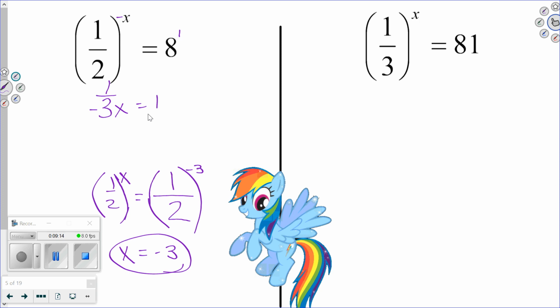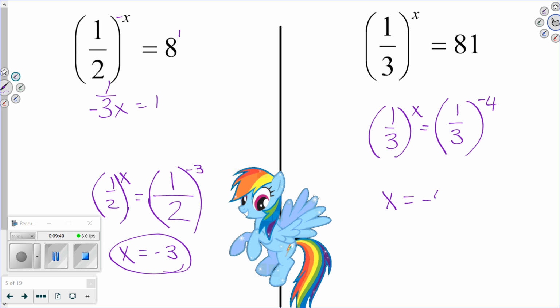Okay, if I come over to this one, can I change the 81 so that it is on the bottom and it has a 1/3 for the base? How do I rewrite that? Because I want this to be 1/3 to something. I want the bases the same. Good. It'd be, is it just the 4th? It'd be negative 4. Because again, that negative is going to make this 3 come up, and then 3 to the 4th is 81. So in this case, then I know x equals negative 4.